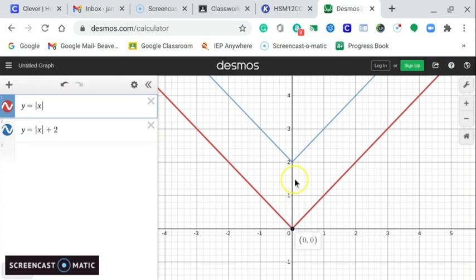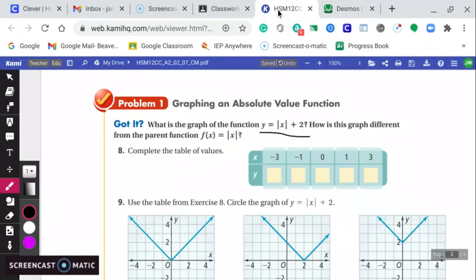There's 0, 0, and this one is at 0, 2. And that's the parent function, and that's the plus 2. So over here, we're just going to complete the tables and put them in here. So it's the absolute value of negative 3 plus 2, which is 5, because 3 plus 2. The absolute value of negative 1 plus 2, which is 1 plus 2, is 3. 0 plus 2 is 2.